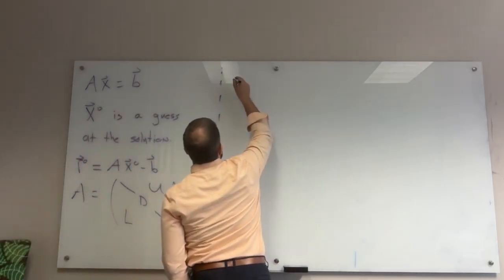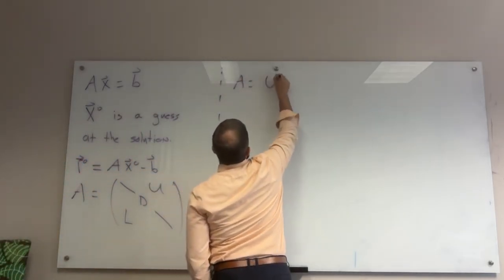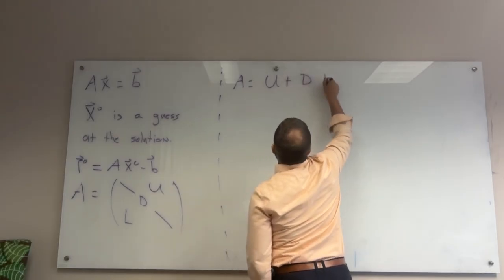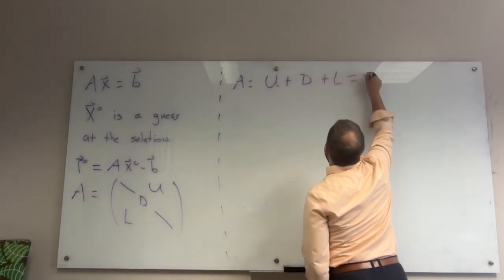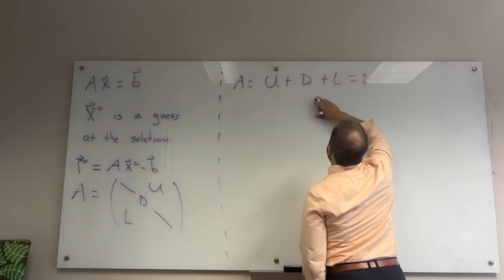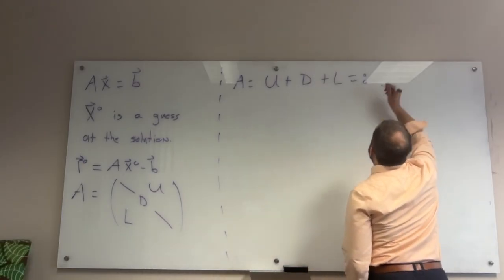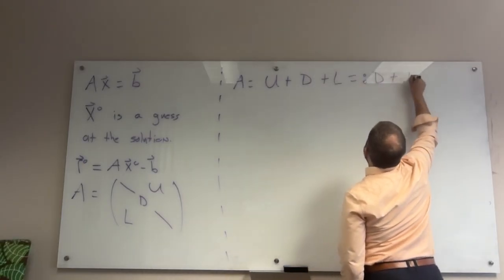So A is equal to U plus D plus L, and then I'm going to define R to be equal to U plus L. So A is going to be equal to D plus R.